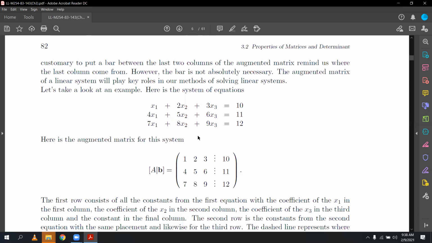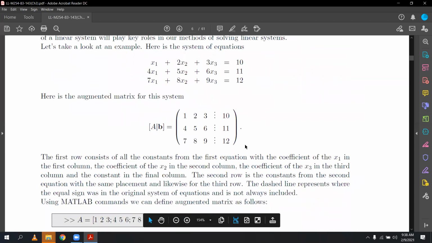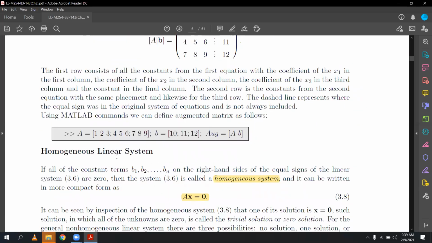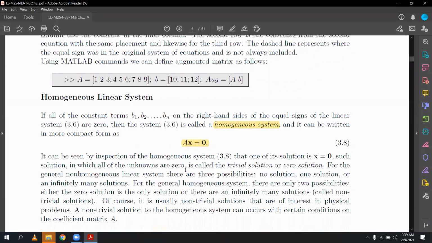That's what I put there in the augmented matrix form. How can you put it in augmented matrix form? 1, 4, 7, 2, 5, 8, 3, 6, 9, and the right hand side is 10, 11, 12. We will not consider any example concerning the homogeneous system, because, as I told you, we will only consider the non-homogeneous system. That means the right hand side is not equal to 0. If your system is homogeneous, the right hand side is 0, but we do not consider that one in our case.